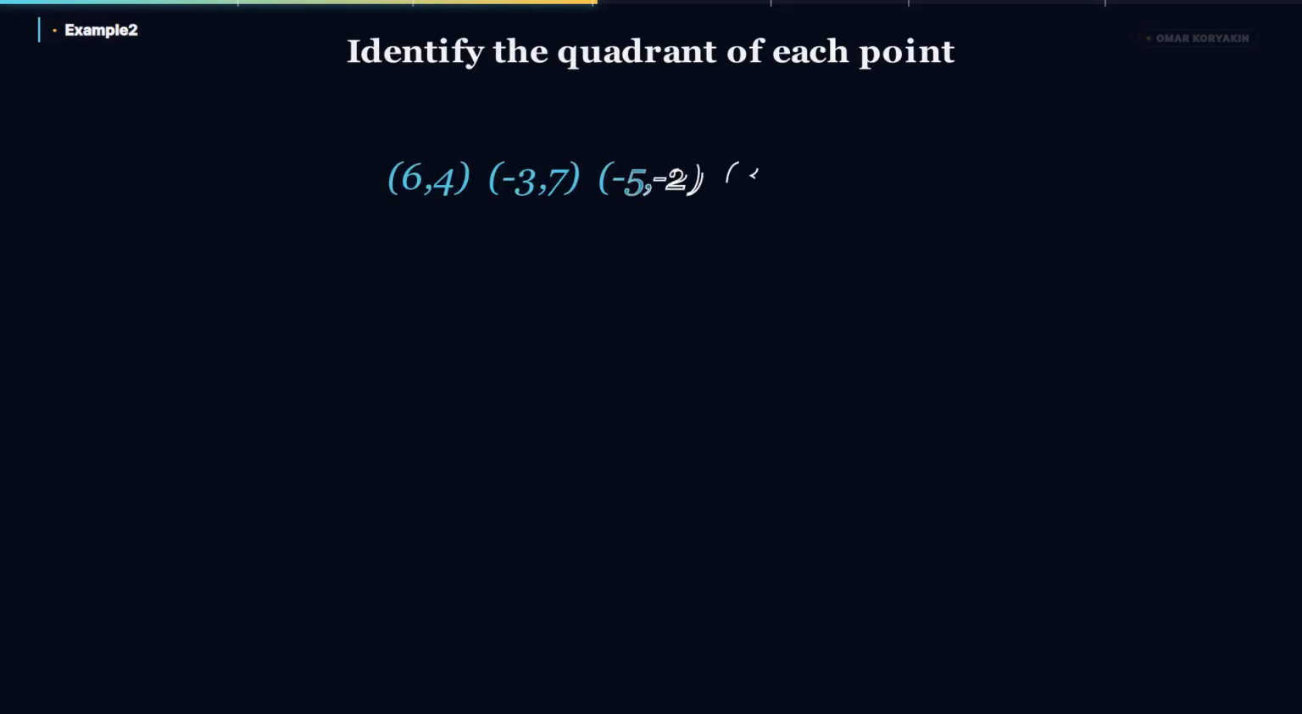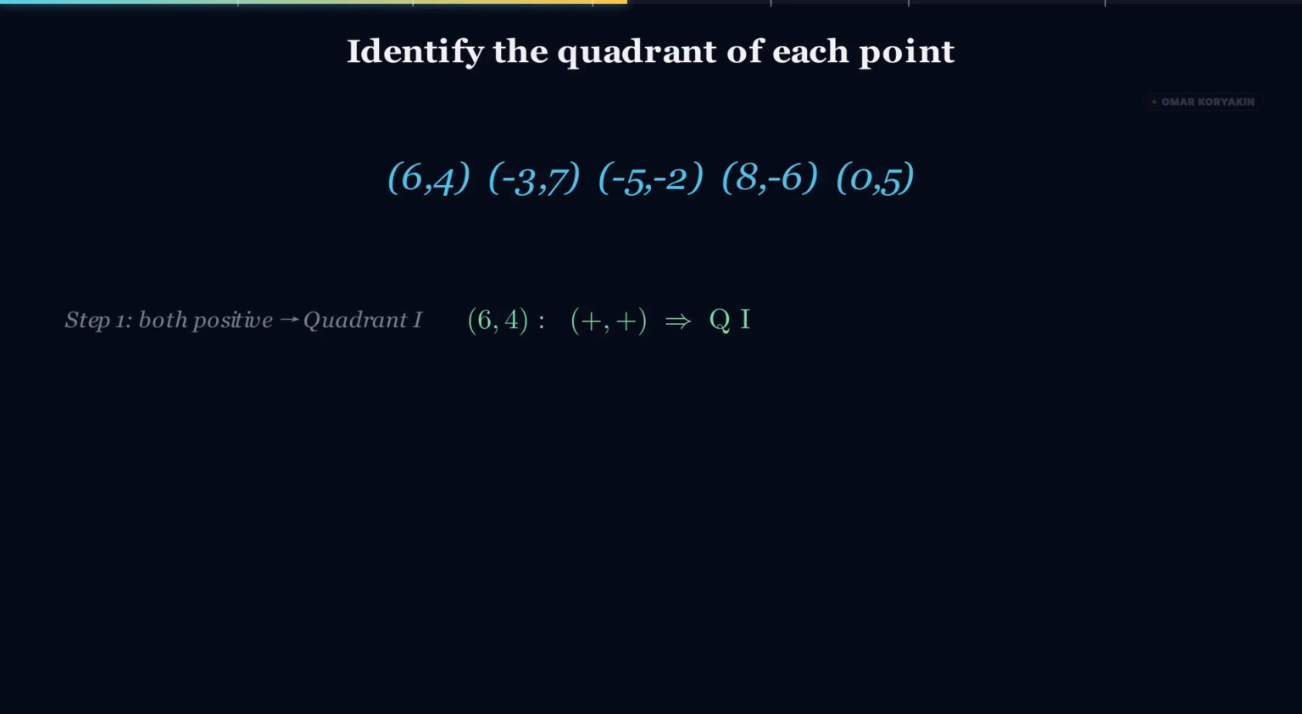Here is the second worked example. Identify the quadrant of each given point without plotting it explicitly, using only the signs of the coordinates. The points are (6, 4), (-3, 7), (-5, -2), (8, -6), and (0, 5). 5 points covering the 4 standard quadrants and 1 axis edge case.